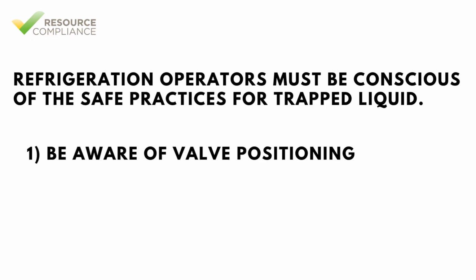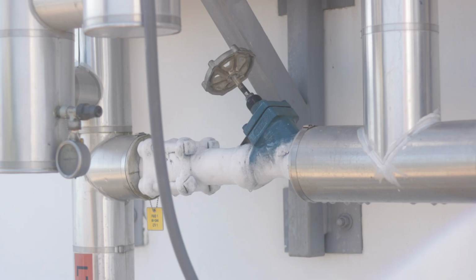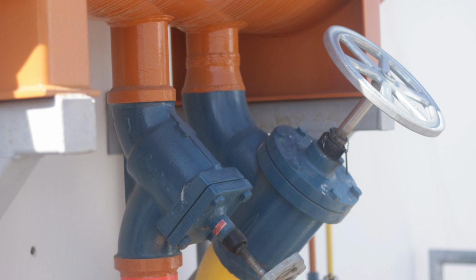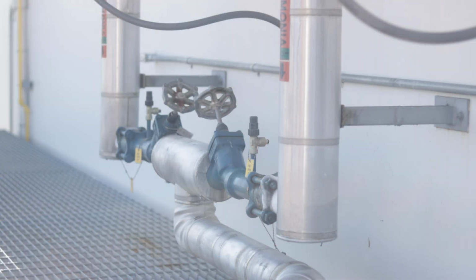Refrigeration operators must be conscious of the safe practices for trapped liquid. Never close liquid valves in a way that isolates the refrigerant without a relief path. Confirm pressure is fully relieved before loosening fittings or opening a line. Wear gloves, face shield, and protective clothing when working around liquid refrigerant piping. Trapped liquid is a hidden but serious hazard in refrigeration systems. Even small volumes of refrigerant can create dangerously high pressures if isolated. Always assume pressure may exist, follow the proper line break procedures, and handle valves with caution to prevent catastrophic failures.